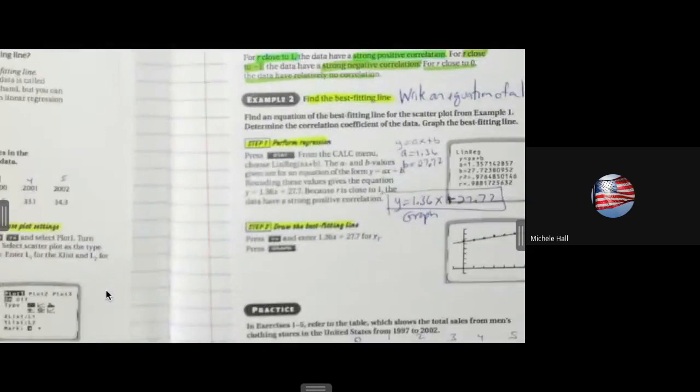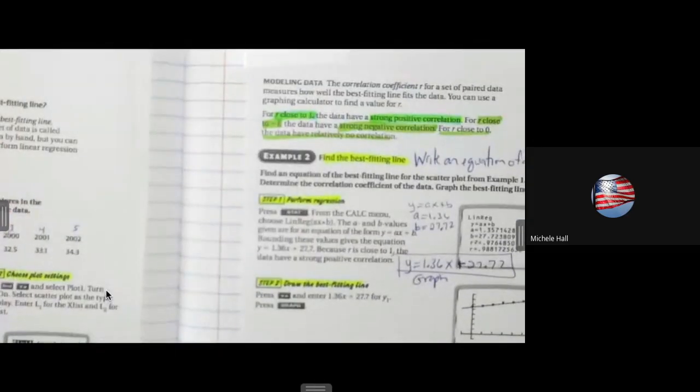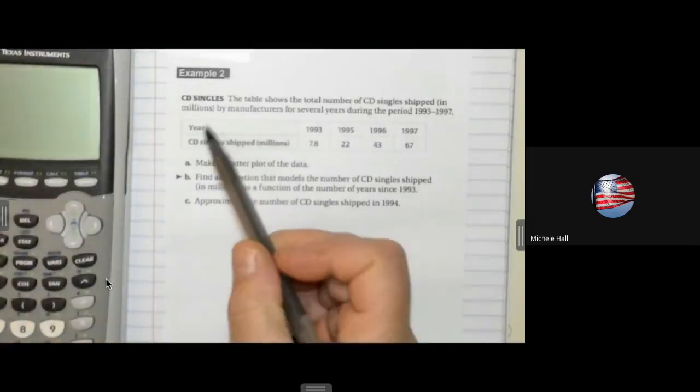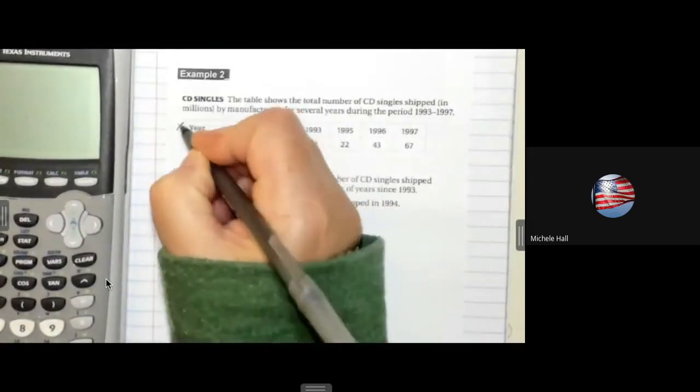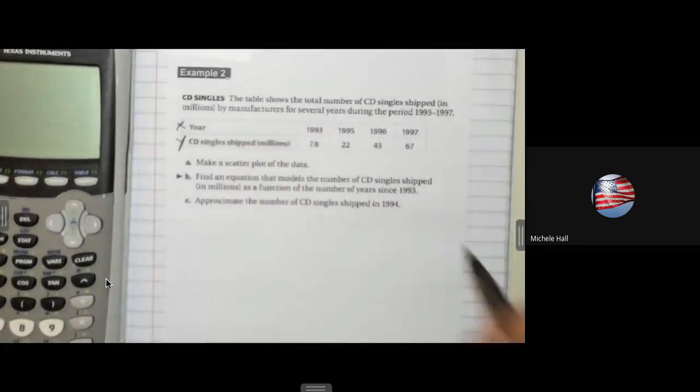So we did perform linear regressions, and then after that page, we did not finish. We did example 1 with correlation and causation, but we didn't do example 2. Let's enter this data then. Years is my X, and CD singles would be my Y. What am I using for X values? Am I using dates? No.